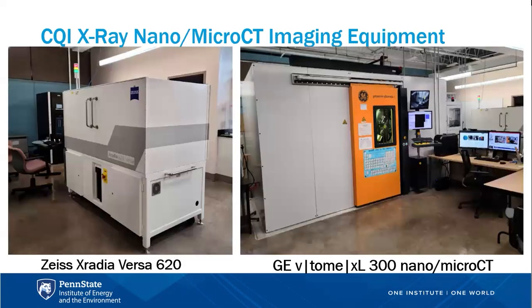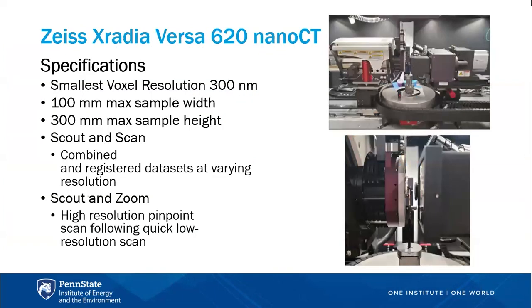Quickly, for our equipment, we have a Zeiss X-Radia 620, and a GE Vitome XL 300 Nano Micro CT. The Zeiss is really good at small scale sizes. We can go down to about 300 nanometers, but the sample size is very limited. A lot of times we'll say if it can fit in a coffee straw, it is really good to scan. But there's some interesting features. We can do something bigger. We've done stuff like cans of soup or something that size.